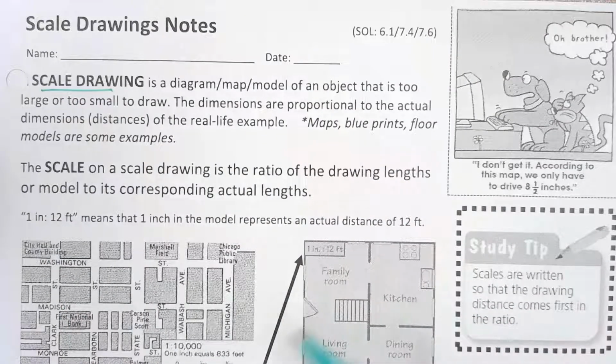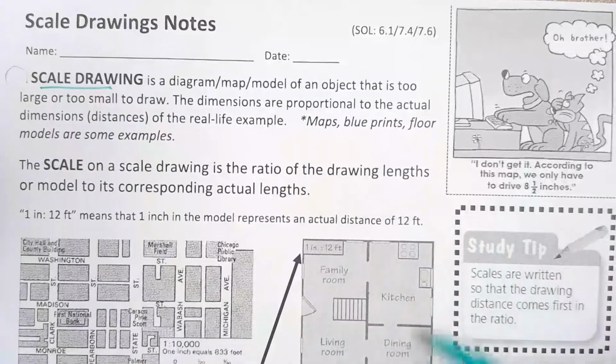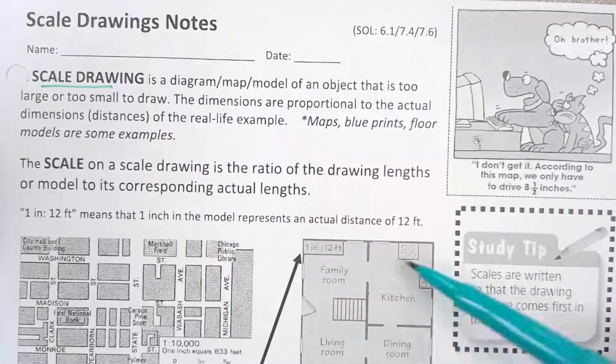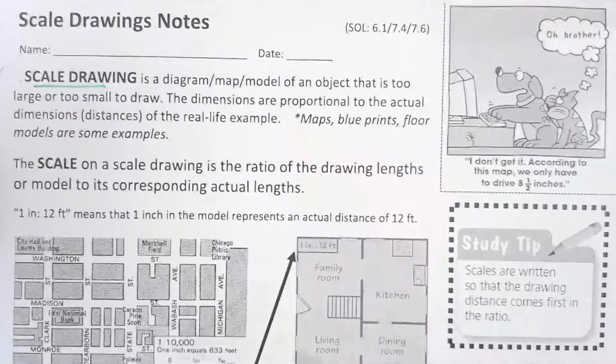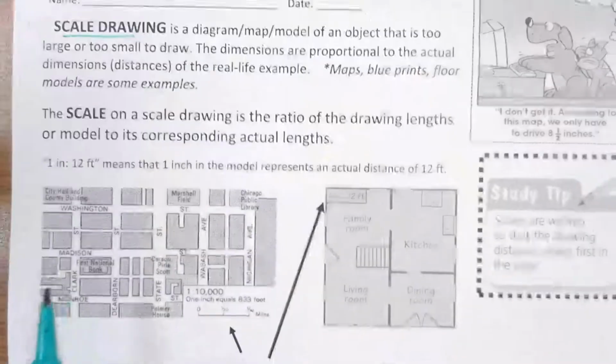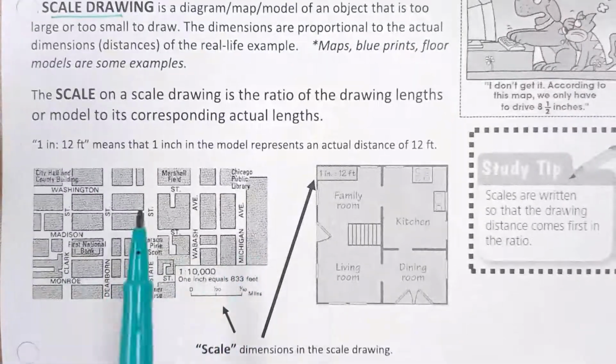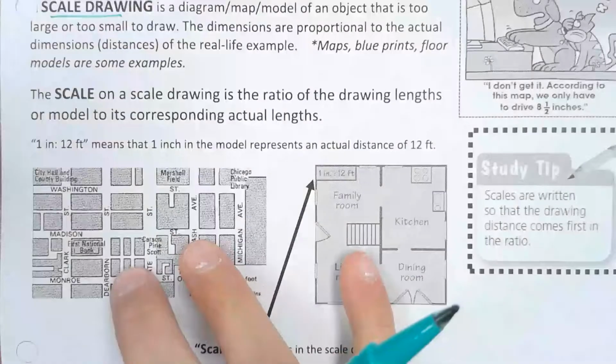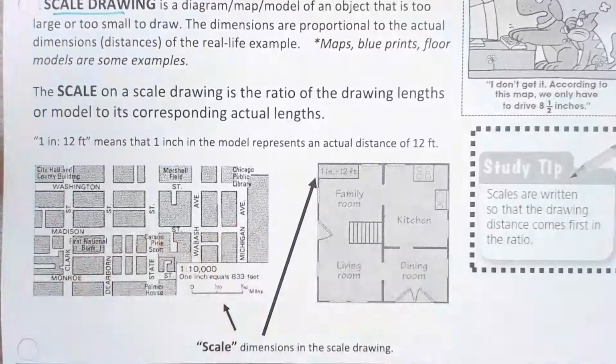So as you guys can see, here's like a floor plan model. They have the family room, the living room, the kitchen, and the dining room. Or as you can see over here, they got some streets talking about like a city. So these would be examples that would be too big to draw on an actual paper. So you just create a scale drawing of it.